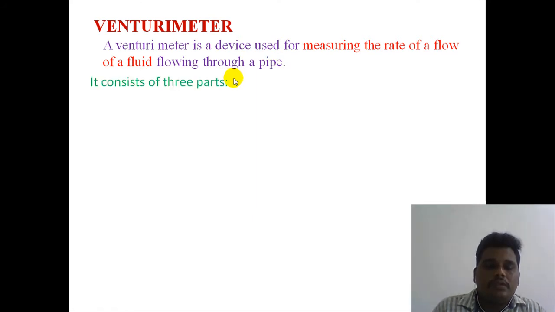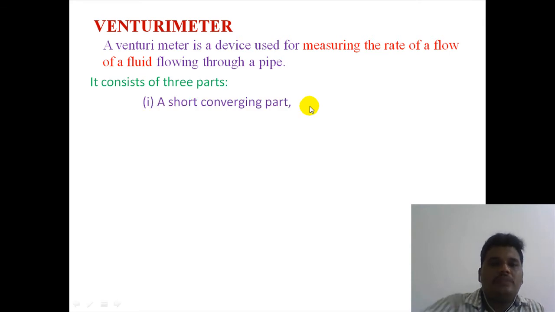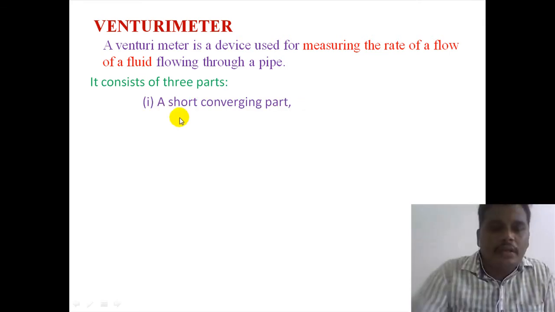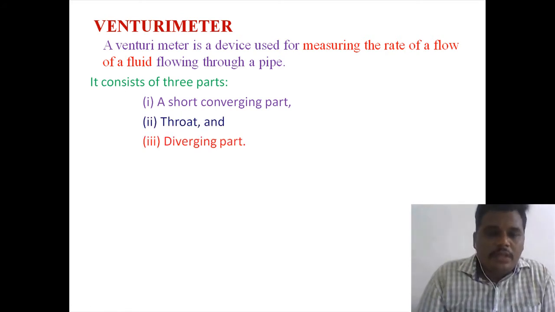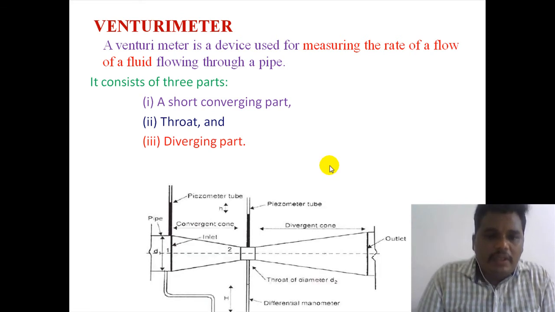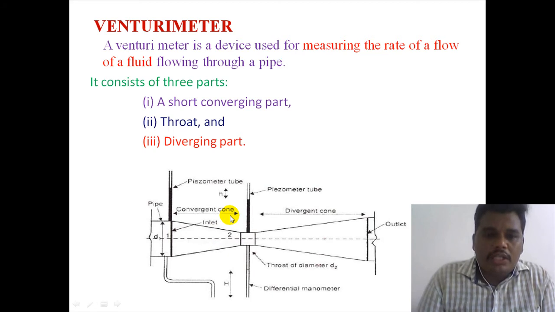It consists of generally three main parts: the convergent part, the throat, as well as the divergent part. Now, this is the convergent zone, this is the throat, and this is the divergent part. Here is the inlet of the water. The water comes from here, and after that the area decreases, the velocity goes on increasing, and there is a pressure drop.